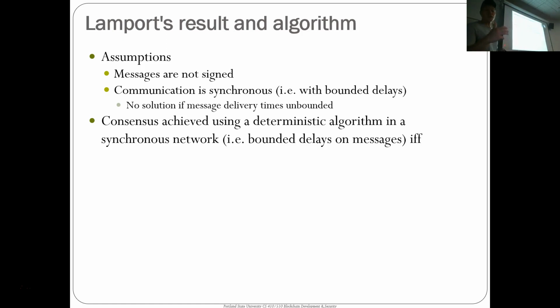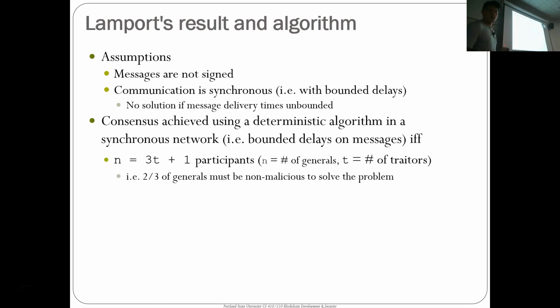And he can do this if and only if the following property holds. The number of total participants has to be equal to 3 times the number of traitors plus 1. So basically, this means 2/3 of your participants have to be non-malicious, have to be loyal. And this is a well-recognized result in distributed systems. You need 2/3 of your participants to be non-Byzantine to get this kind of agreement.